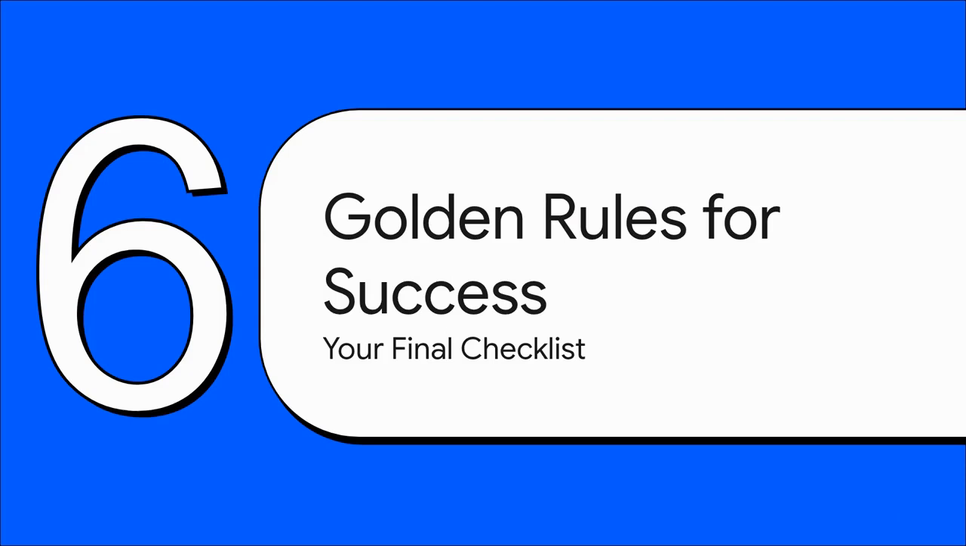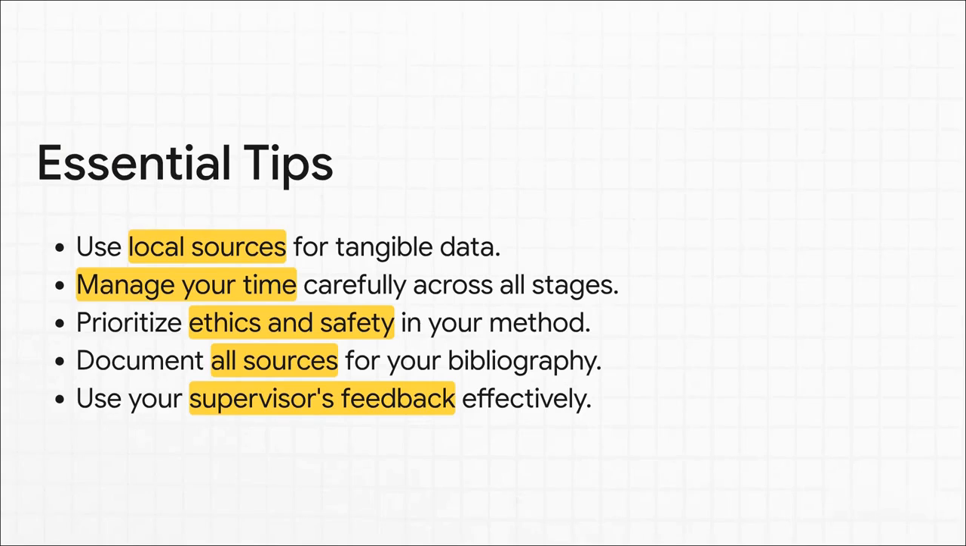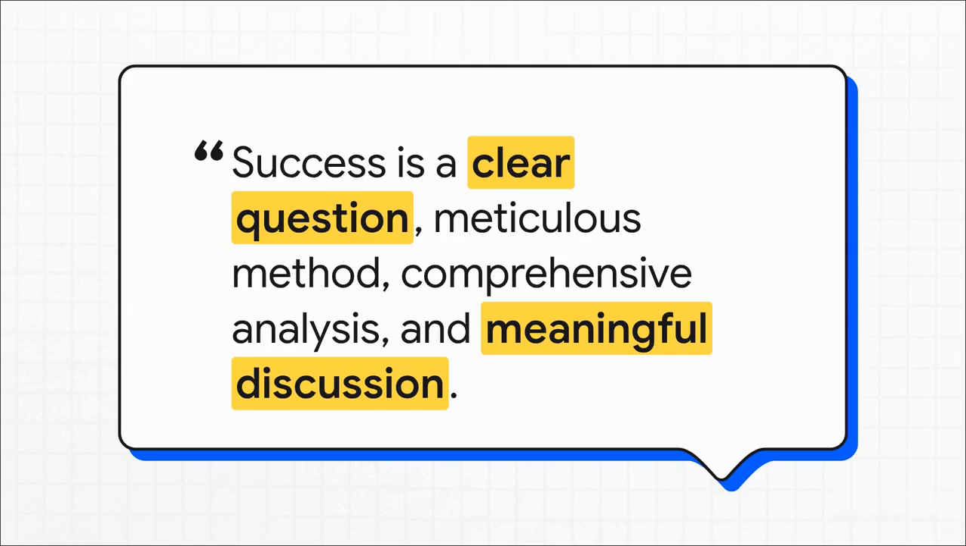Okay, we're almost there. Let's pull all this together into a few golden rules. Think of this as your final checklist for making sure you produce a really high-quality IA. If you want to do well, you've got to adopt these habits. Focus on local issues so you can get real, tangible data. Plan your time so you're not in a panic at the last minute. Always prioritize ethics and safety. Write down every single source you use. And maybe most importantly, use your supervisor as a guide. Don't be afraid to ask for feedback and then actually use it. So when it's all said and done, success really does boil down to these 4 pillars.